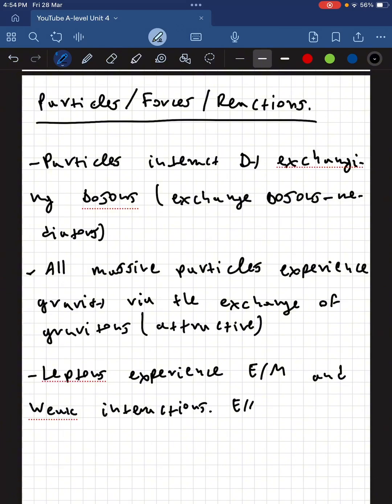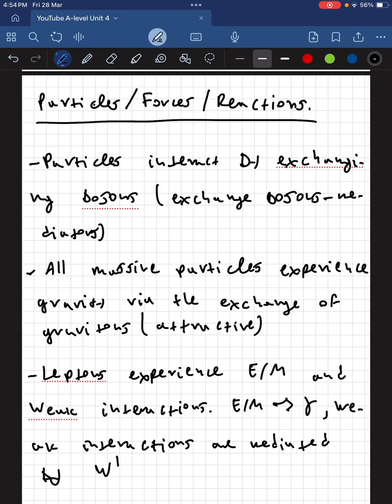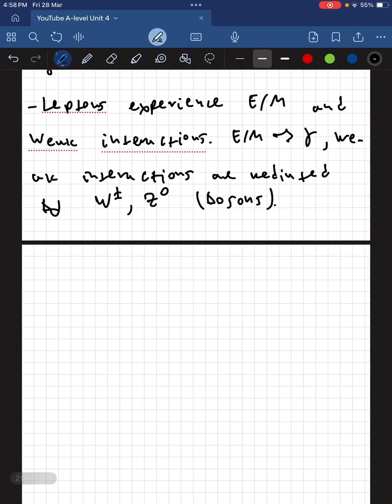The electromagnetic interactions are mediated with photons, and the weak interactions are mediated by the W plus and minus and the Z not bosons. We already talked a little bit about how this exchange of mediators happens.